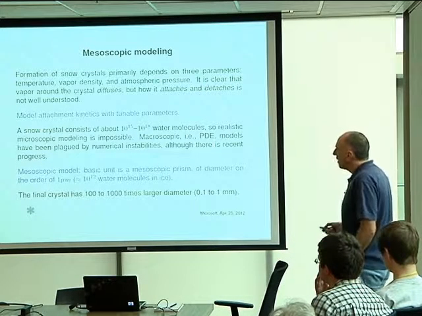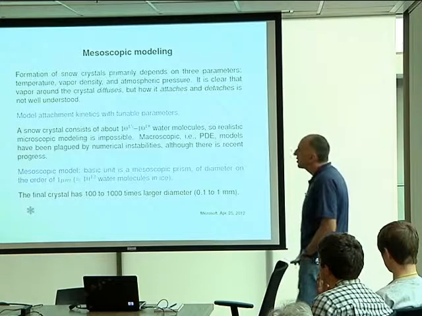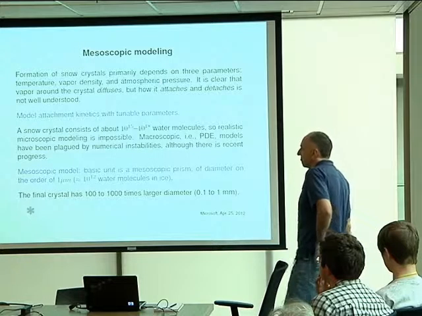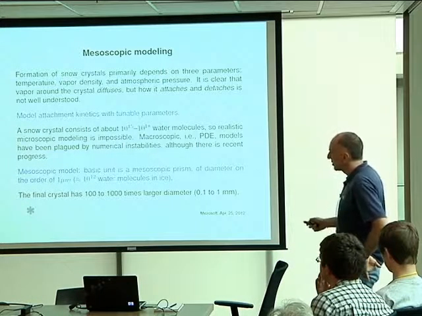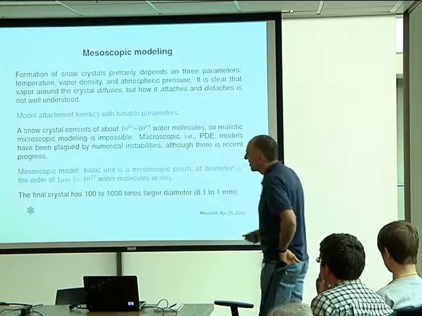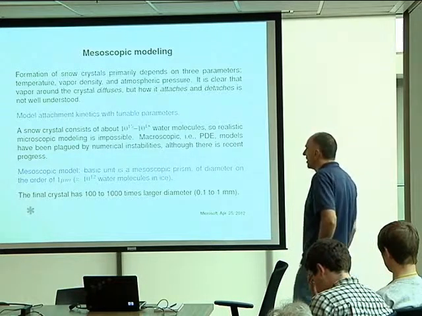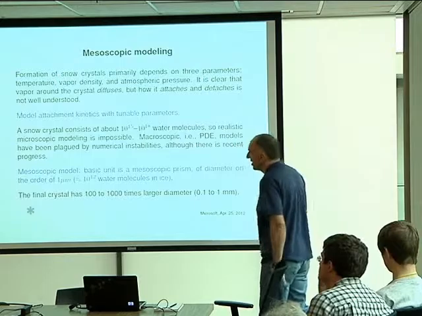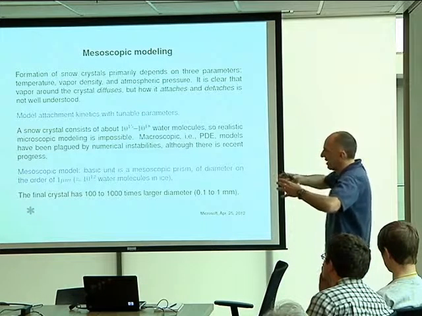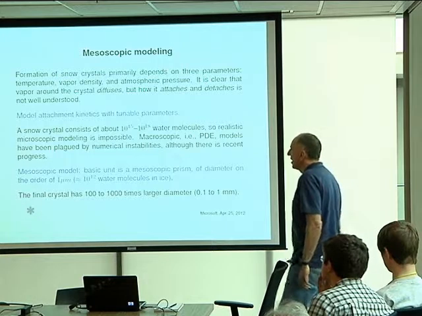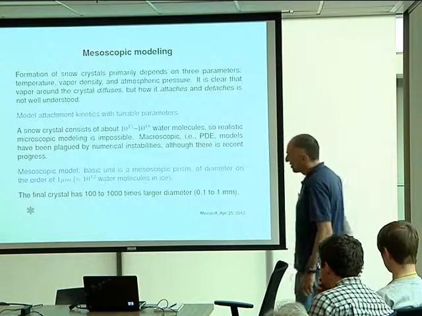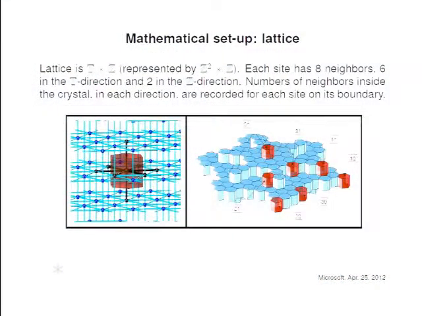All right? So basically, the idea is that you can try something in between called the mesoscopic model, where you divide the space into units of essentially diameter of 1 micrometer, which would make this many water molecules. So, the crystal will be made out of these units, and there will be hexagonal prisms, as you will see. And the final crystal will have 10 to 1,000 times larger diameter, which corresponds to about the real size of the snowflake. Okay, so this is your typical mesoscopic unit.